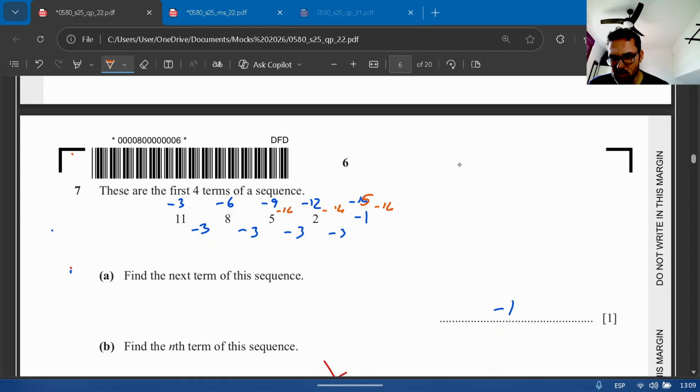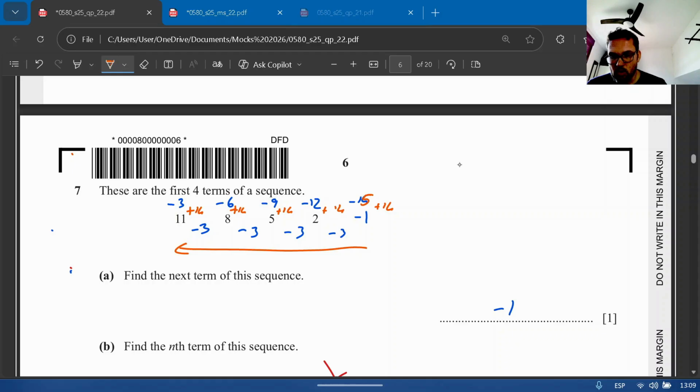5 minus 14 is minus 9. 8 minus 14 is minus 6. 11 minus 14. Or, well, it's the other way around. We have to add. Minus 3 plus 14 is 11. Minus 6 plus 14 is 8. Minus 9 plus 14 is 5. Minus 12 plus 14 is 2. And minus 15 plus 3 every time. And then we'll continue like that. But even easier and quicker, just continue the sequence that way.